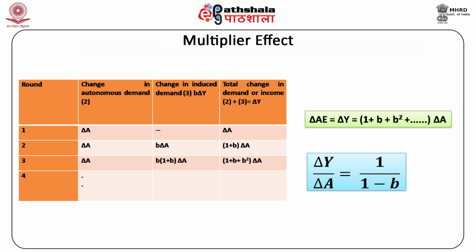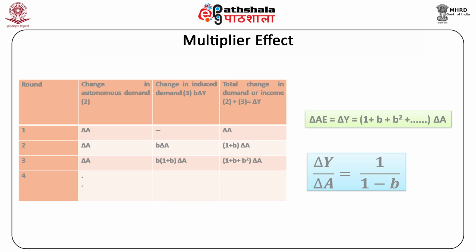The increase in total expenditure and income over many rounds can be seen in the form of the summation of a geometric series. For the last possible round, the total change in demand and income is given by delta AE equals delta Y equals 1 plus B plus B square and so on, into delta A, or delta Y by delta A equals 1 by 1 minus B. Hence proved that the multiplier takes a value greater than 1.